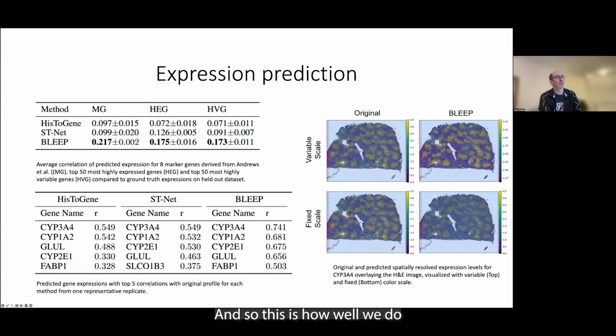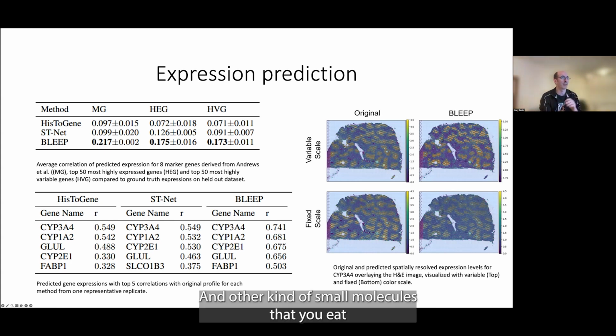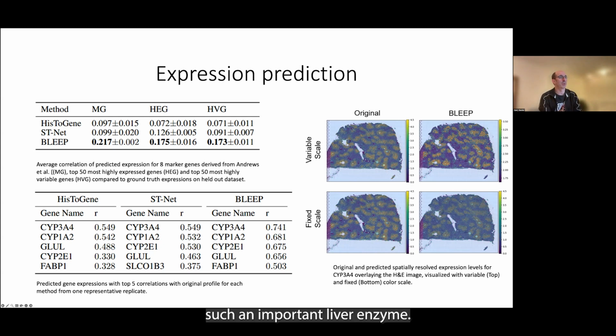And so this is how well we do, at least for some cherry-picked best cases. Here's the original data, which shows a particular gene, the CYP3A4 gene, which is a gene in the liver that processes drugs, for drug metabolism and other small molecules that you eat. So it's an important liver enzyme. And this is its spatial pattern. And this BLEEP method that we developed is able to predict pretty close to the original spatial pattern and get a 74% correlation.